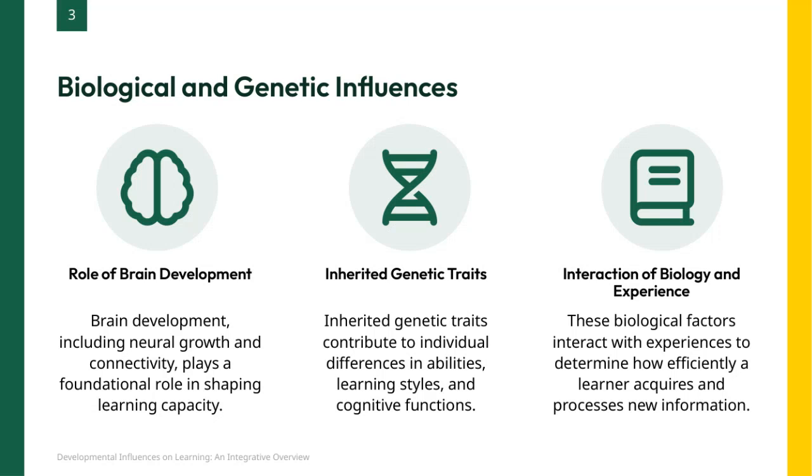When we talk about biological and genetic influences on learning, the first thing to understand is the role of brain development. The growth of neurons and the connections between them form a foundation of how well someone can learn. This neural development directly impacts cognitive abilities and learning capacity. Next, inherited genetic traits come into play. These traits help explain why people have different abilities, learning styles, and ways of processing information. Genetics influence these differences at a fundamental level.